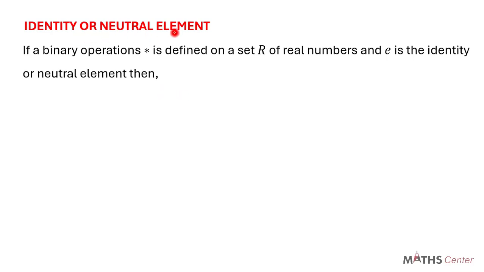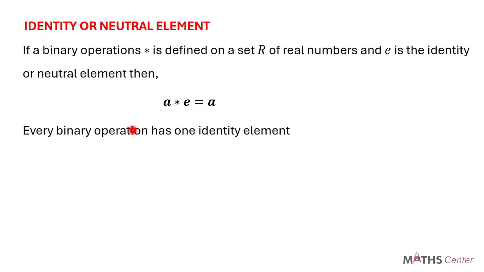Identity or neutral element. If a binary operation star is defined on a set R of real numbers and E is the identity or neutral element, then A star E is equal to A. If E is the neutral element of the binary operation star, then A star E is equal to A. Every binary operation has one identity element. Let's apply this to solve some questions.